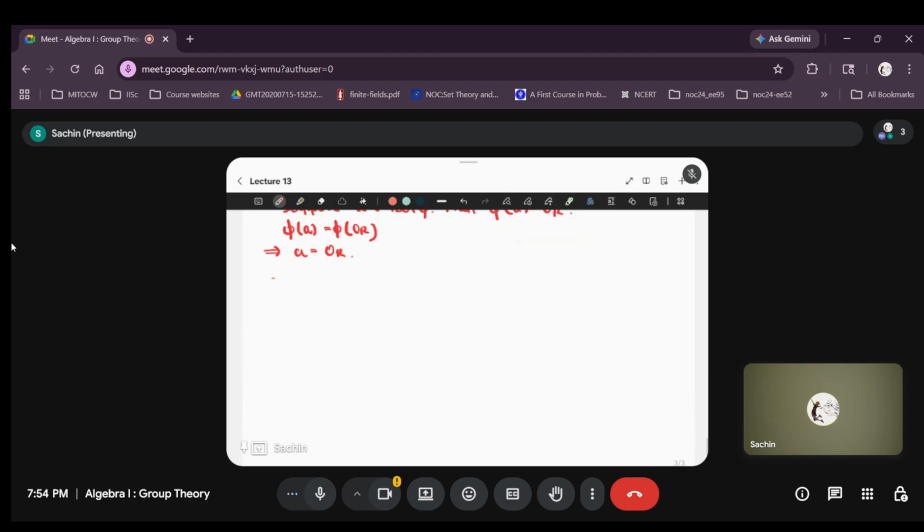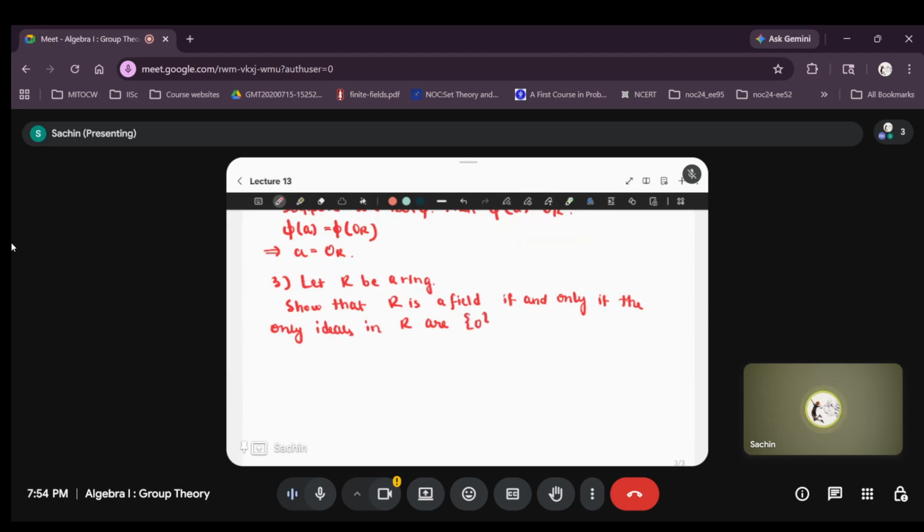Next is: let R be a ring. Show that R is a field if and only if the only ideals in R are the zero ideal and the ring itself.